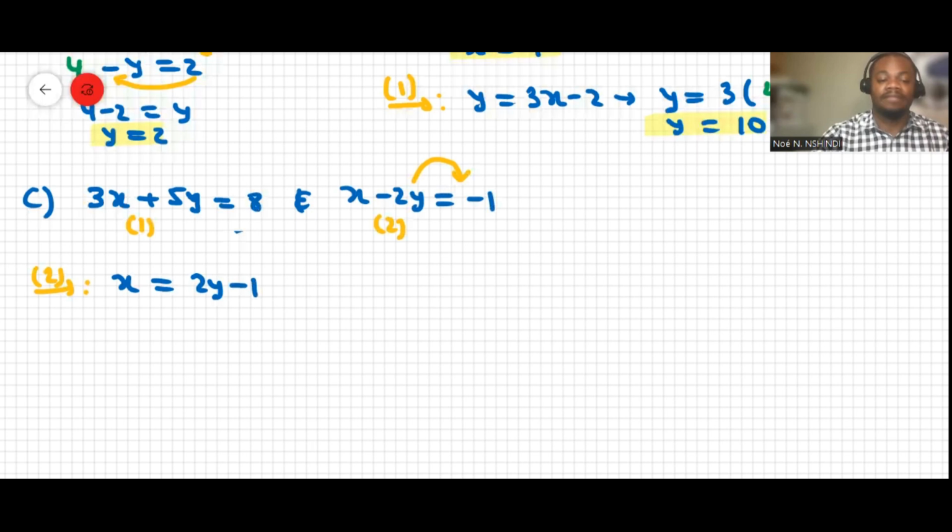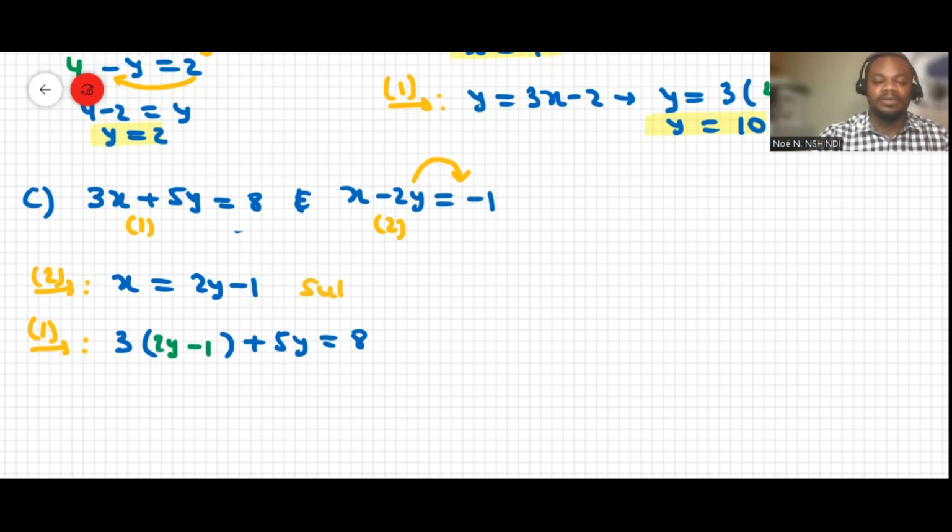Now, I can substitute that in equation 1. Instead of writing 3x, I'm going to write 3x plus 5y equal 8. Then assign the value of x, which is 2y minus 1. Then this becomes 6y minus 3 plus 5y equal 8.